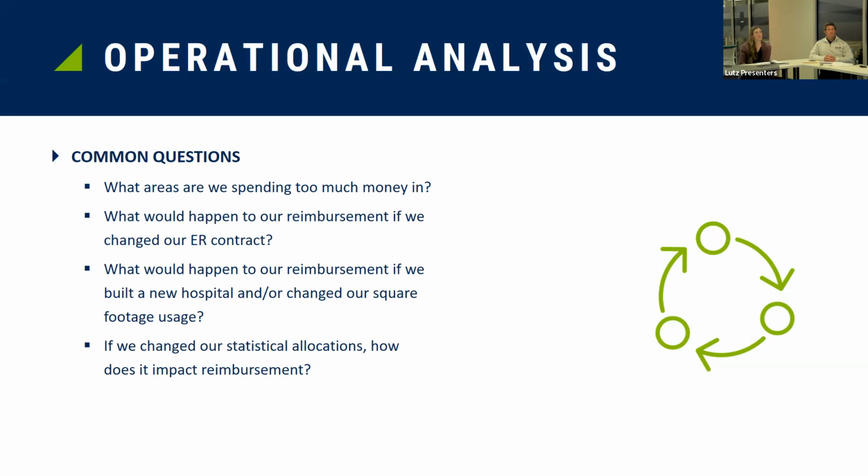And we'll talk about this in more detail, but if you changed your statistical allocations of that, if we remember the worksheet B series and how we allocate that overhead cost down to the revenue producing departments, what if we looked at those allocations differently or used a different base to allocate those overhead costs down? And that, again, can change your reimbursement quite a bit.